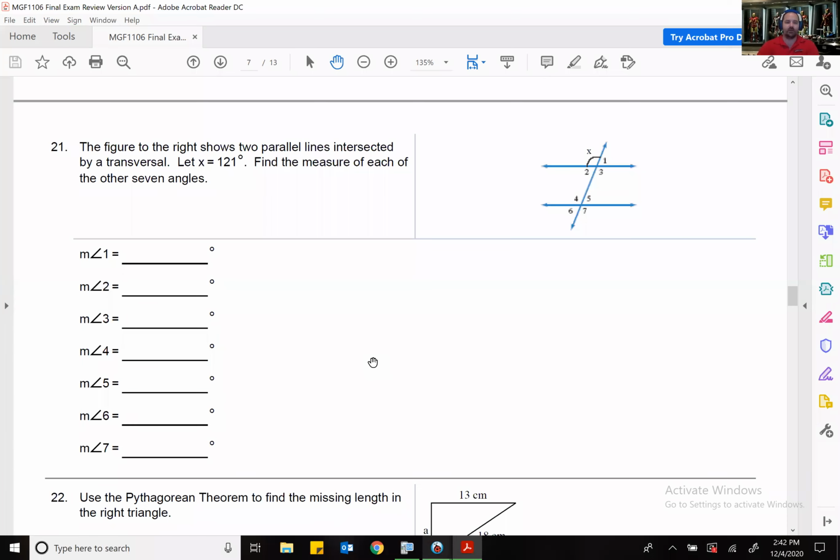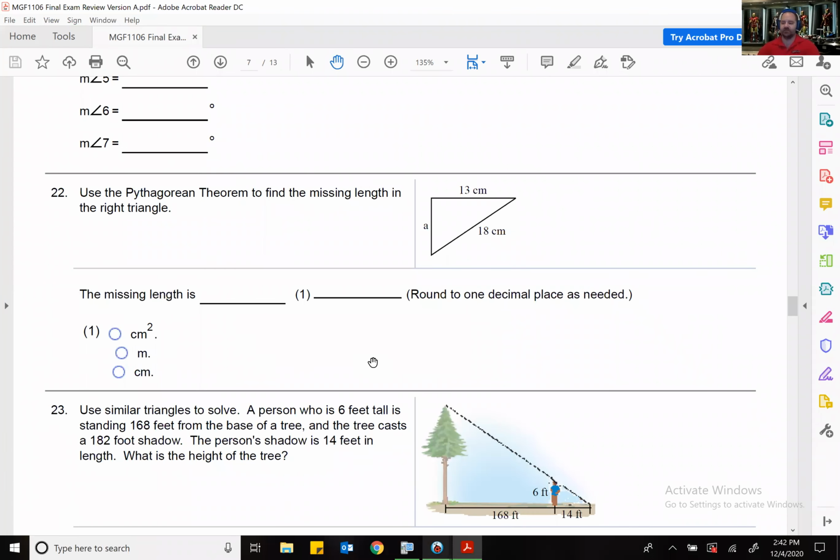So this one says right away, use the Pythagorean theorem to find the missing side. Let me draw my triangle real quick. A, 13 centimeters and 18 centimeters. It also wants you to tell us the label. What's the label of this going to be?